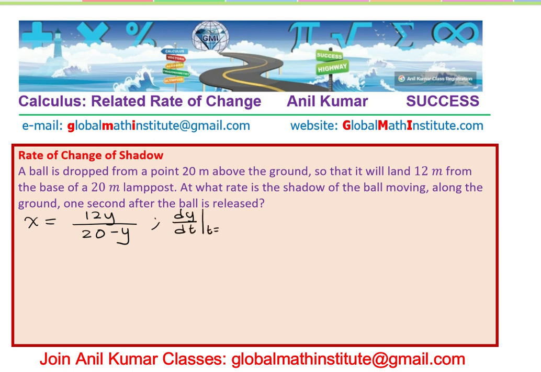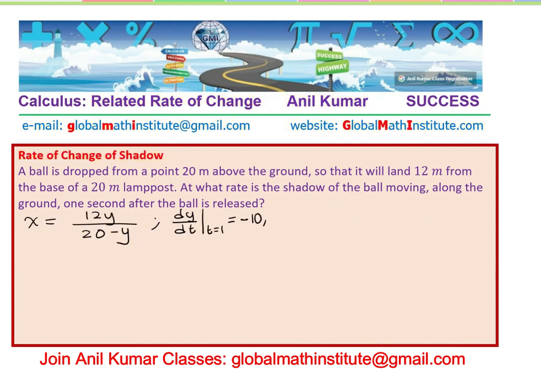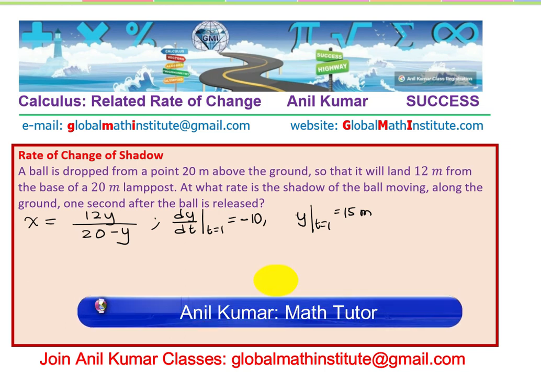When t equals 1, dy/dt equals minus 10. Another thing we also found is that the height is 15 when t is 1, above the ground. We also found that y when t equals 1 is 15 meters, correct. So all this calculation we have done.